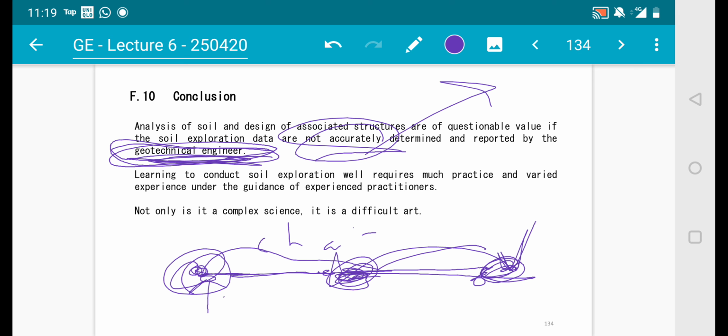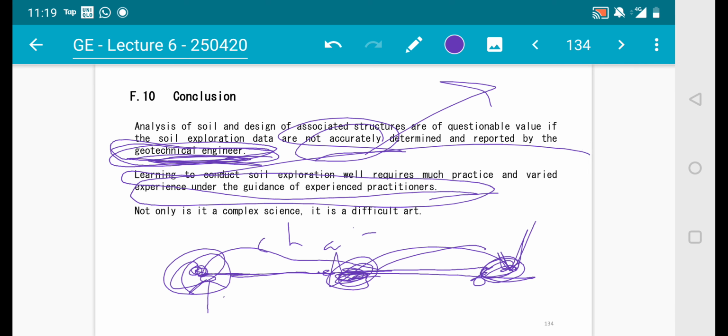Learning to conduct soil exploration well requires much practice. The more time you are at site, the better you are in terms of geotechnical interpretation, along with varied experience under the guidance of experienced practitioners. Of course, from a junior perspective, you need to learn from your seniors. Not only is it a complex science, it is a difficult art.